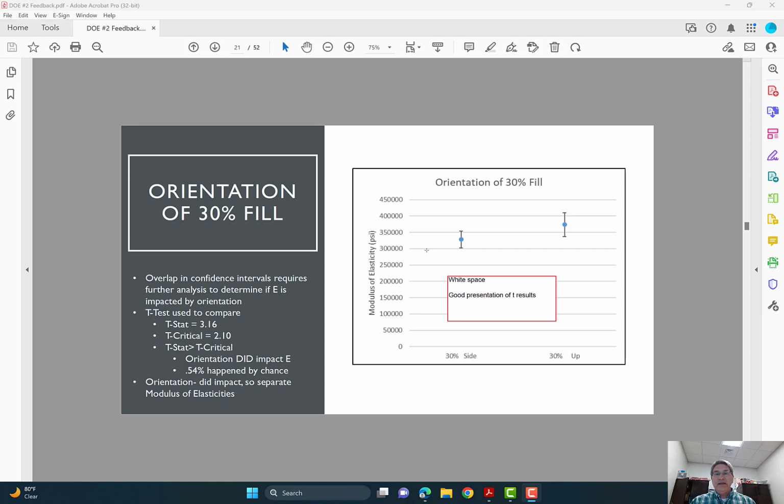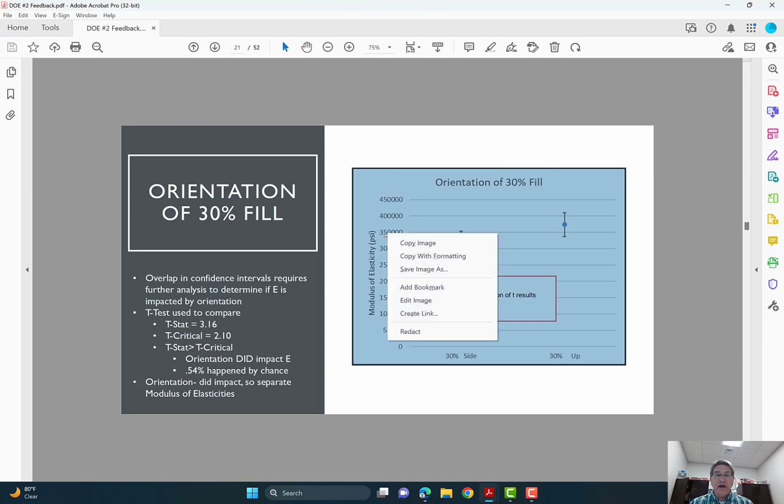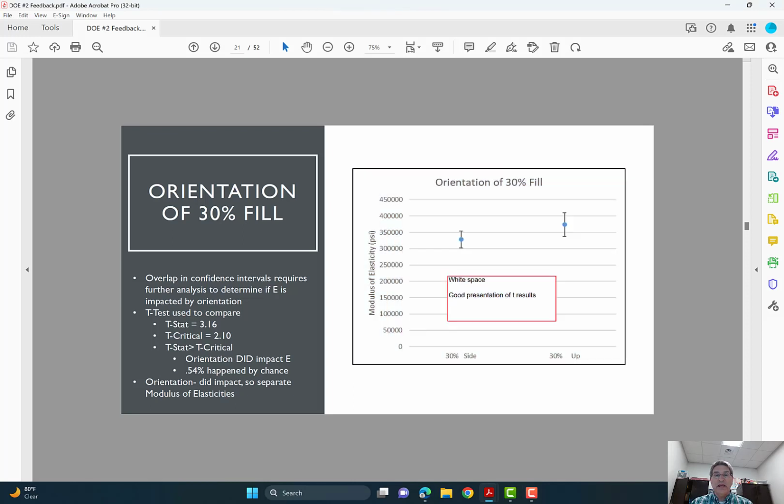Now, one thing is, look at all this white space. I would have changed the scale. Maybe had it start about 250,000. And you'll see several examples of this, but don't just use the default that Excel gives you. You could have right-clicked on these numbers right here, when it was in Excel still, and you could have said format number, and you could have put a comma there. And those numbers would have been so much easier to read.